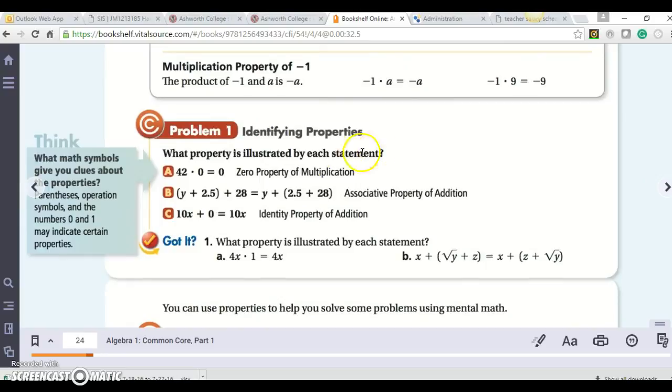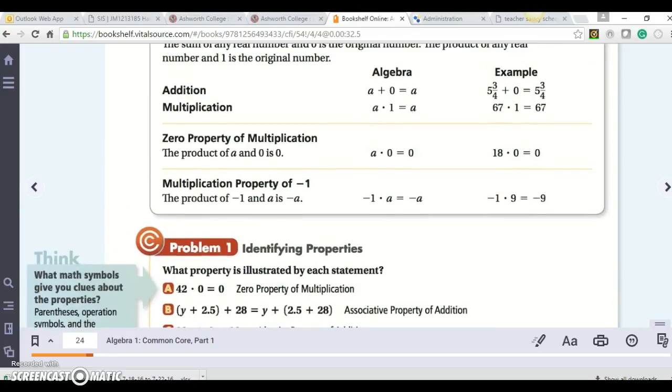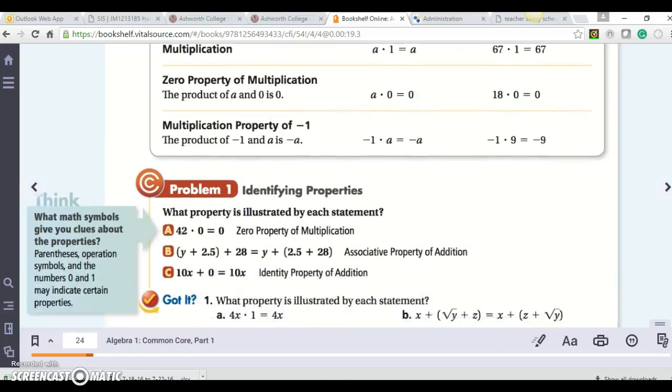So, identifying properties. What property is illustrated by each statement? 42 times 0 equals 0. That is my zero property of multiplication. We can see that by looking back up here, my zero property of multiplication.